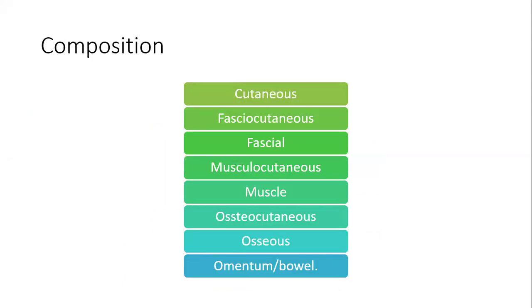Based on composition and the type of tissue involved, flaps are divided into cutaneous, fasciocutaneous, only fascial, musculocutaneous, only muscle, osteocutaneous, osseous, omentum, or bowel. Large defects often require composite reconstruction. That is where we can use all these types.